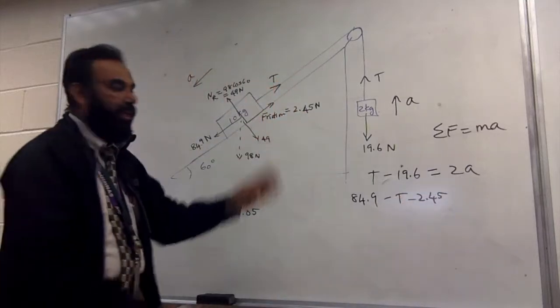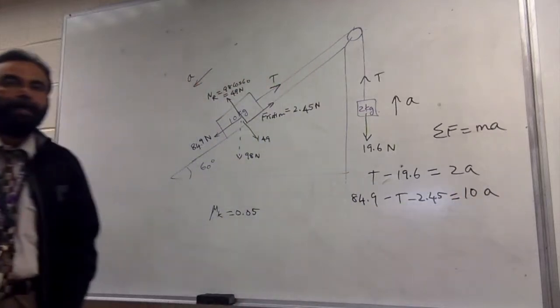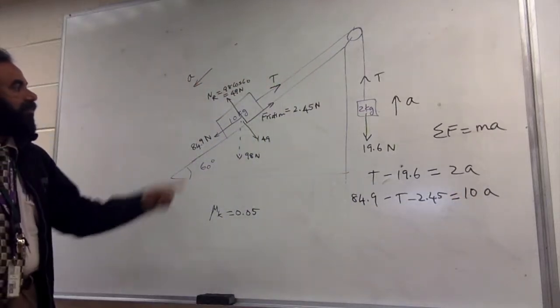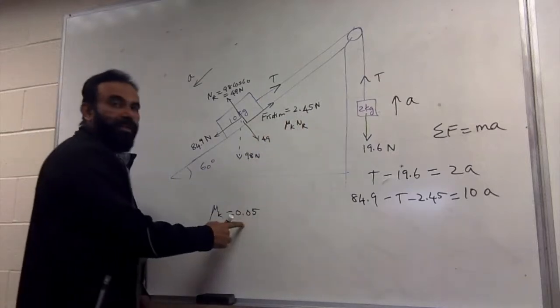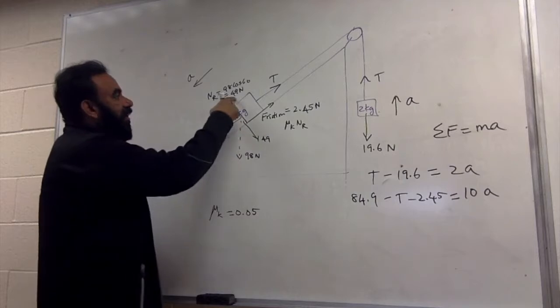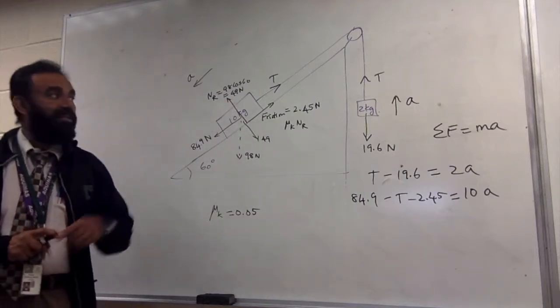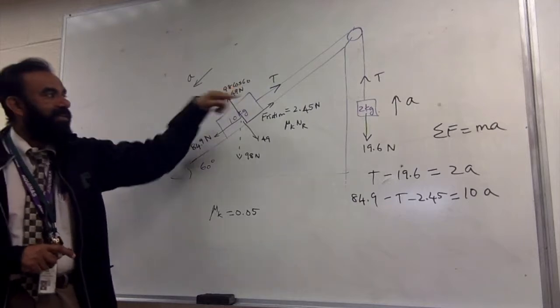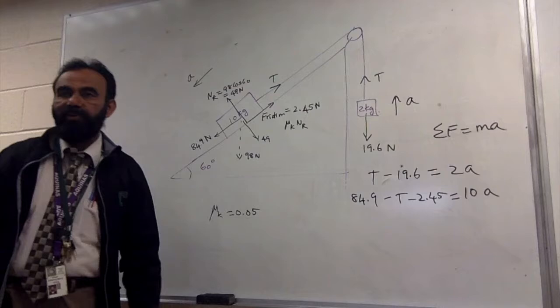That's it. Equal to MA. Why is friction 2.45? Friction is mu k times NR, and mu k is 0.05. NR is 49 because they're sitting on an incline. The normal reaction is 98 cosine 60, and that is 49. So multiply those two, you get 2.45.